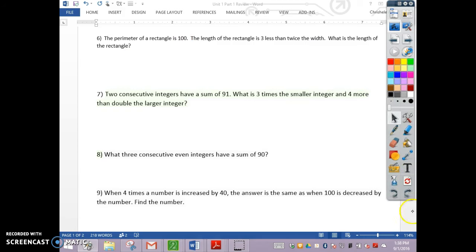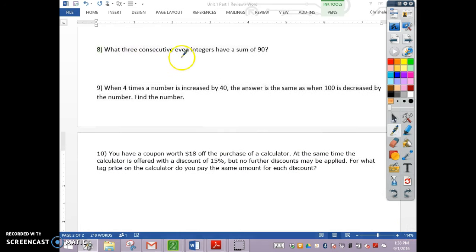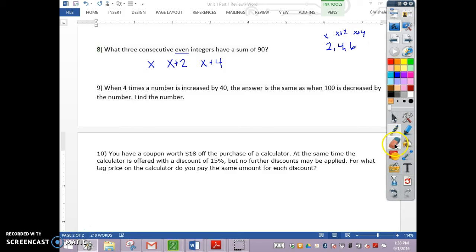3 consecutive even integers have a sum of 90. So even means that my smallest one's going to be x. Then I have x plus 2 because I have to skip that odd number in between. And then I have x plus 4. So if I think of just even numbers like 2, 4, 6, if I call this one x, then 4 is x plus 2, and 6 is x plus 4. So evens, we have to skip the odd numbers.